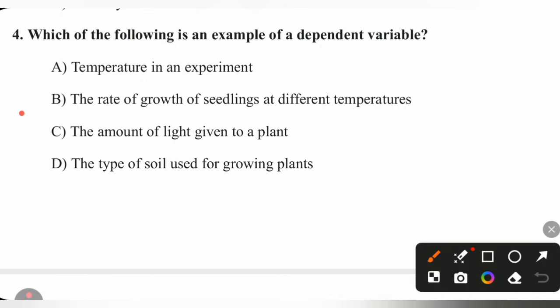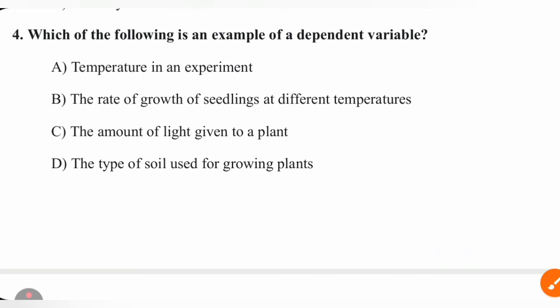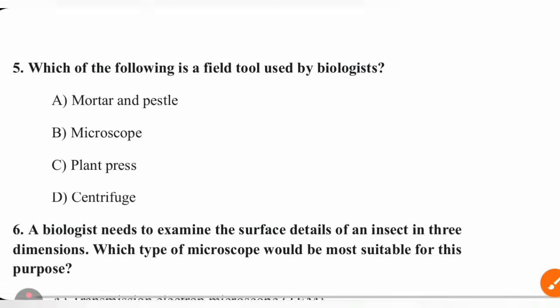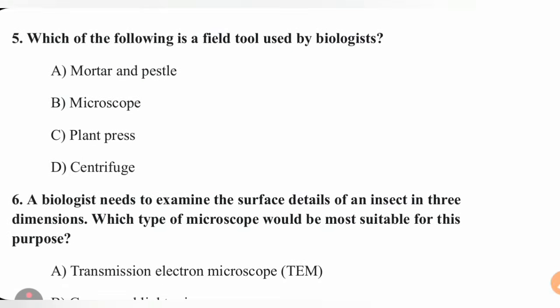The answer is B, the rate of growth of seedlings at different temperatures. Number 5, which of the following is a field tool used by biologists? A, mortar and pestle. B, microscope. C, plant press. D, centrifuge.